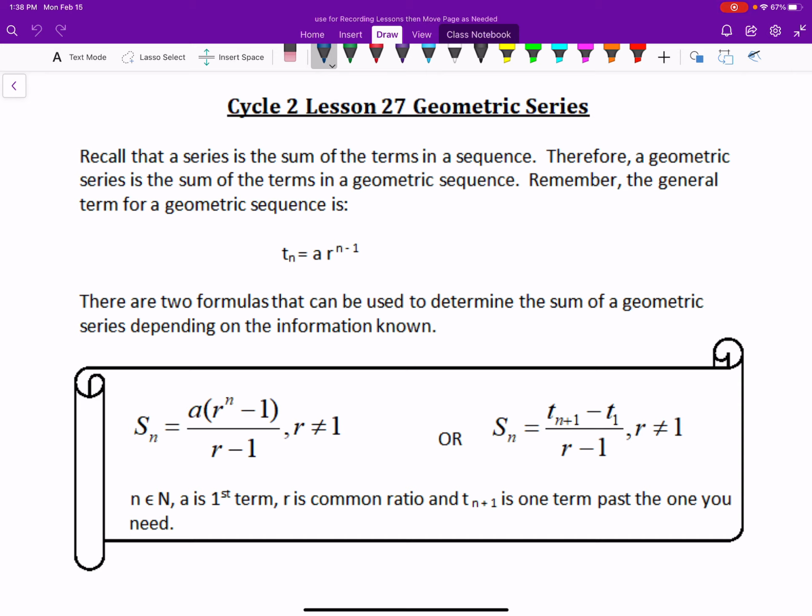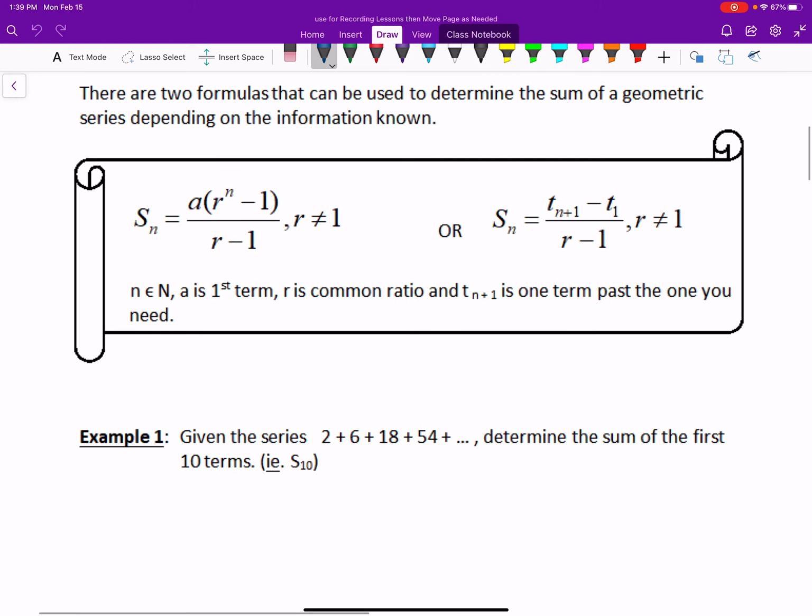So a geometric series would be the sum of a geometric sequence. A geometric sequence, remember, is a sequence in which each term is multiplied or divided by a constant ratio. And again, the series part is we're adding them up. So there's two fundamental formulas that we can use to determine the sum of a geometric series. You may remember that there were two formulas we could use for an arithmetic series as well.